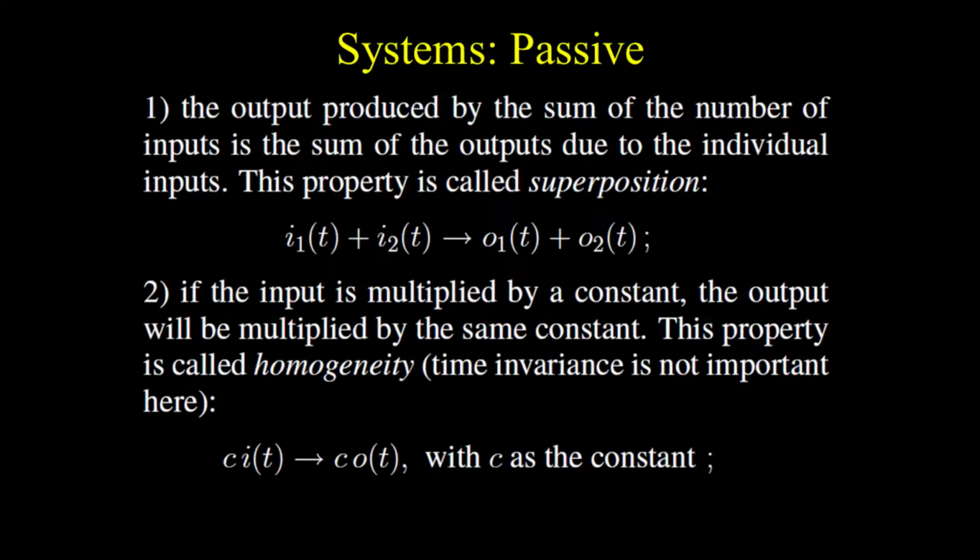The output produced by the sum of a number of inputs is the sum of the outputs due to the individual inputs. This property is called superposition. If the input is multiplied by a constant, the output will be multiplied by the same constant. This property is called homogeneity.